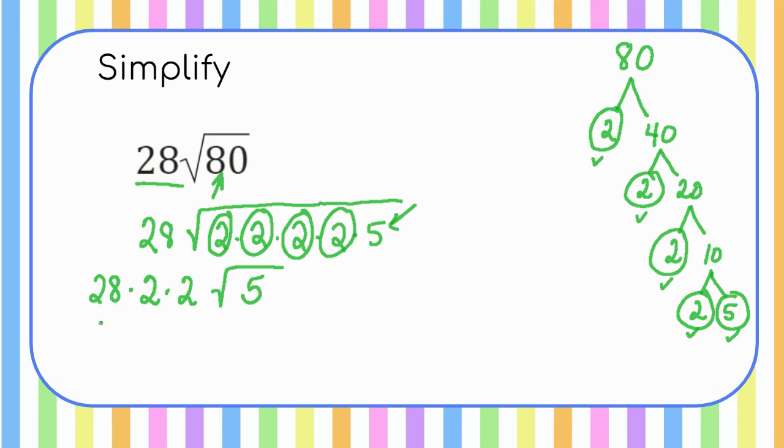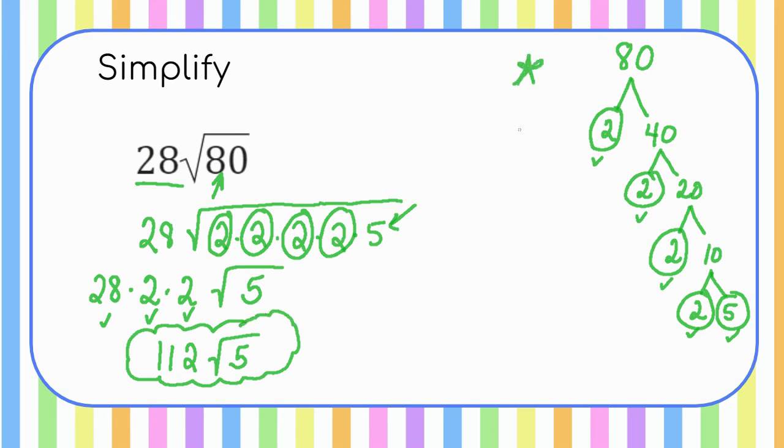So friends, let's multiply the 28, the 2, and the 2. 28 times 2 gives us 56, and 56 times 2 gives us 112, and that poor 5 has to stay underneath the square root. But now, this is my final answer. It has been simplified. We've taken out the pairs of numbers using our wonderful factor tree here.